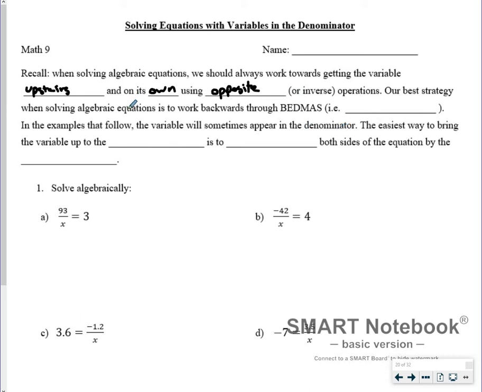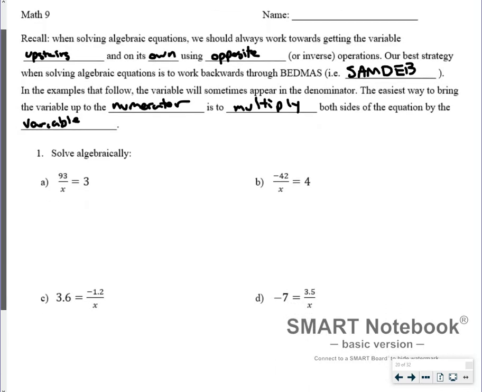So our best strategy when solving algebraic equations is to work backwards through BEDMAS. So we're going to do SAMDEB. In the examples that follow, the variable will sometimes appear in the denominator. The easiest way to bring the variable up to the numerator is to multiply both sides of the equation by the variable. So we'll see how that goes with a few examples here.